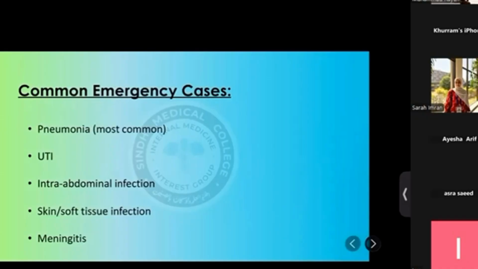And lastly, a common emergency case is meningitis. Meningitis, again, as we just talked about earlier: altered sensorium, confusion. If you're suspecting altered sensorium is there, confusion is there, or there is agitation, again you will suspect meningitis. TLC count will not rise in case of meningitis.